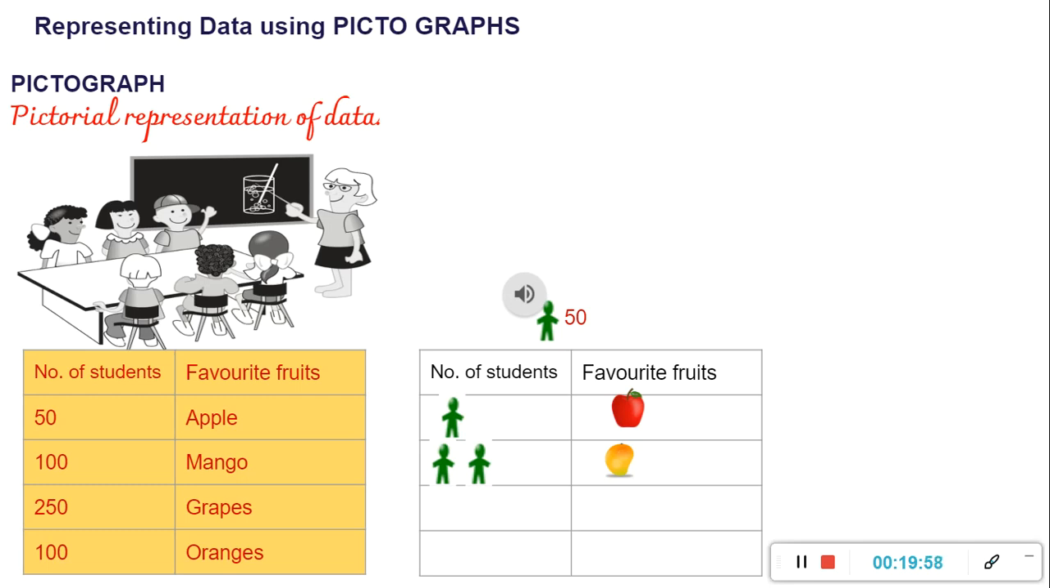So how many kids will you draw? You will actually draw 5 kids. Similarly for orange, it would be again 2 kids because it's a 100, isn't it? So this is how data is represented with a pictograph.